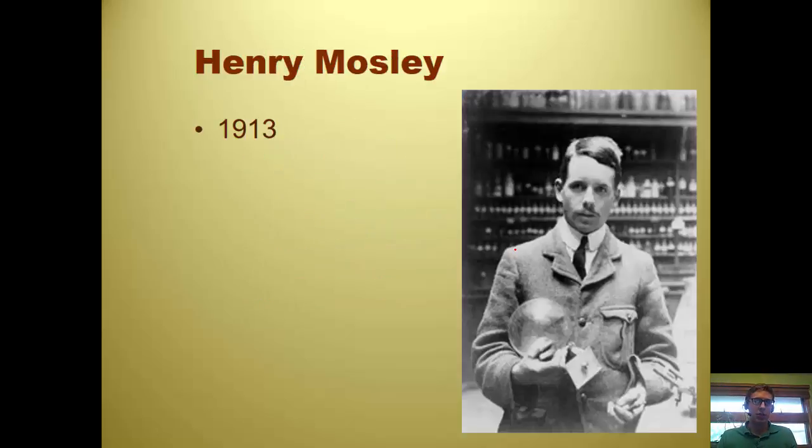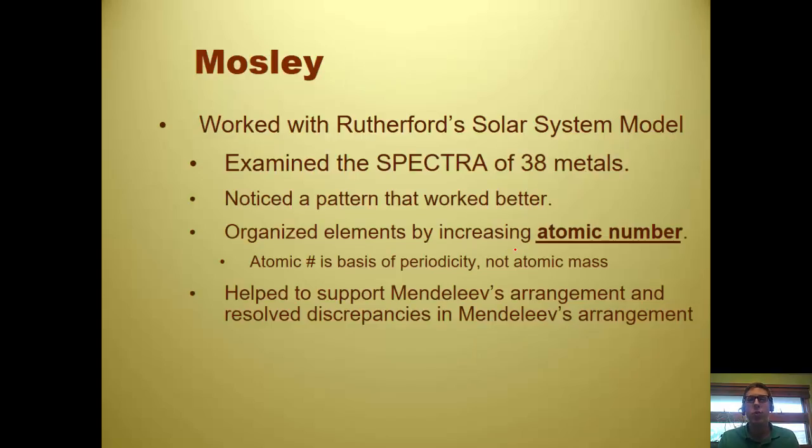And then Moseley comes along. In 1913, he's another British chemist, and he worked with Rutherford. Oh, we remember him. He discovered the proton with his gold foil experiment. Remember, well, he did other things too. But one of the things he had was the solar system model, which had the electrons arranged around the protons in the center.